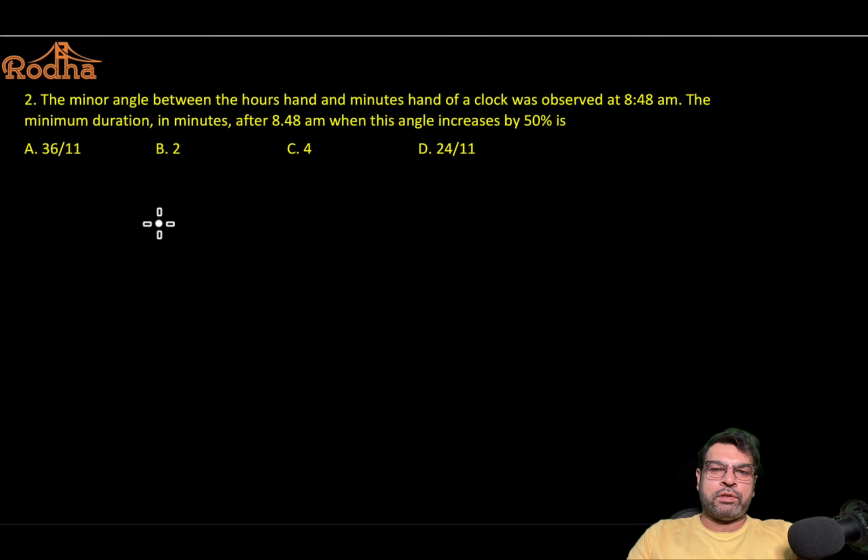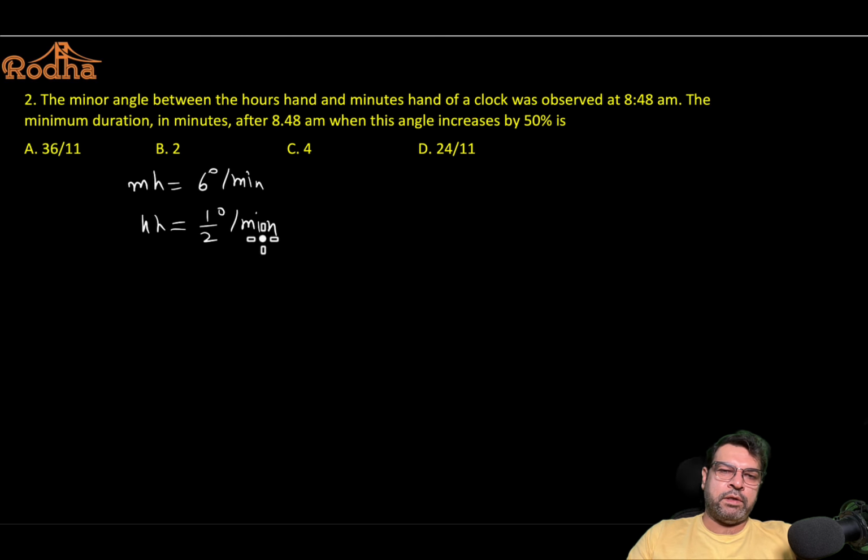Based on clocks का concept. Clocks concept समझ लेते हैं पहले. In clocks, speed पे बात करते हैं. Speed of minute hand is 6 degrees per minute. Speed of hour hand is 1/2 degree per minute.